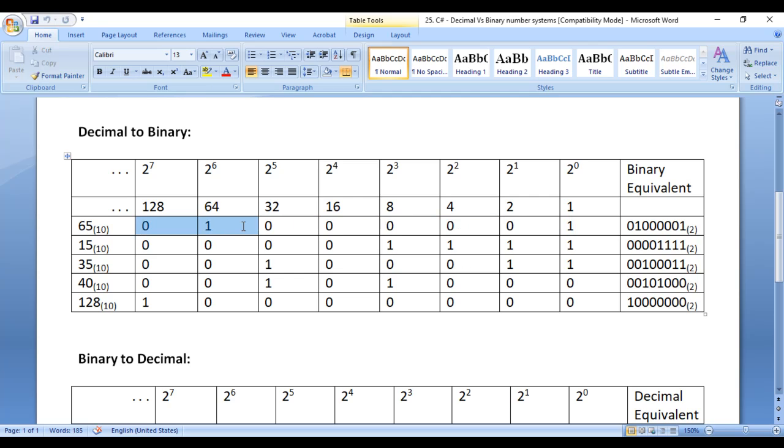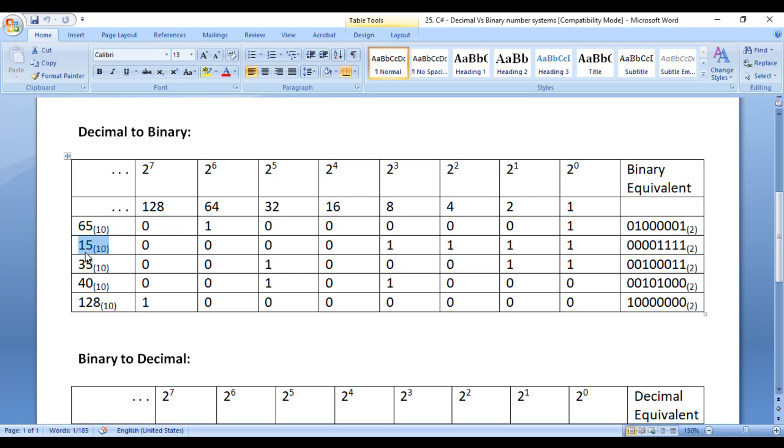So this sequence of zeros and ones, that is, you have written here 5 zeros, 1, 5 zeros and 1, that indicates the binary equivalent for 65, guys. Easy, right? Just find out the numbers which on adding them, you should get your decimal number.